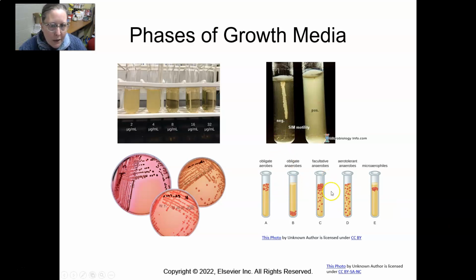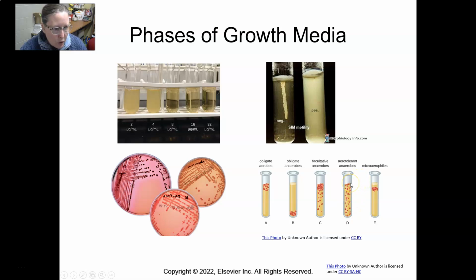But even in broth cultures, if you just pick it up without mixing it, and especially if it's in a tube like this, you can see where the growth is happening. So obligate aerobes will grow towards the top at the surface of the broth. Obligate anaerobes will grow at the bottom. Facultative anaerobes will be more concentrated at the top but will grow throughout the tube.